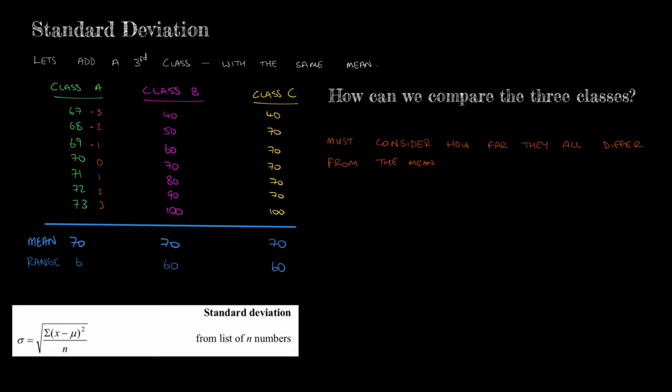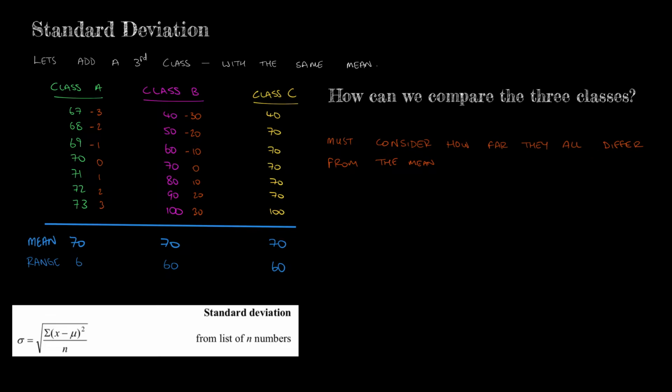Okay. We now need to look at class B. How do those results differ from the mean? So if we look at class B there, we can see that 40 is 30 less than the mean. 50 is 20 less than the mean. 60 is 10 less than the mean. 70 is 0, obviously. 80 is 10 greater than the mean. And 90 is 20 greater. 100 is 30 greater. Okay.